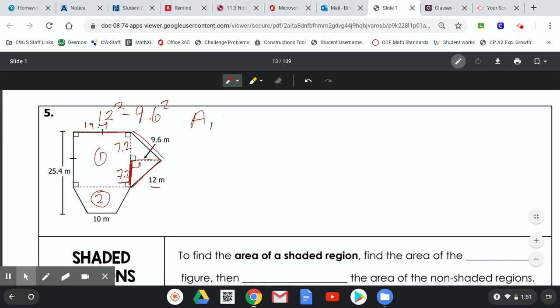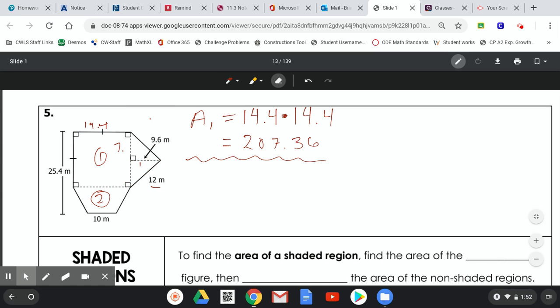So to find the area of that first shape, that square, it's just 14.4 times 14.4. When we do that, we get an answer of 207.36. That's the area of our first shape. Now we've got to find the area of our second shape, so I'm going to erase some of this just to clear everything up.